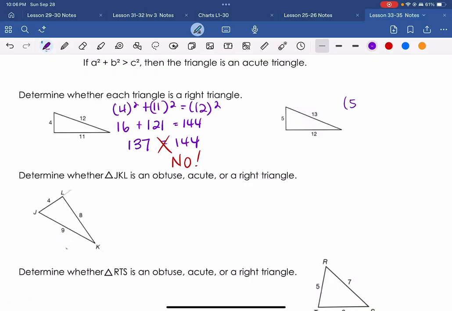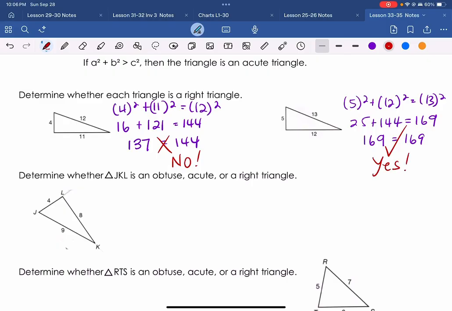All right, so we have 5 squared plus 12 squared equals 13 squared. This is 25, this is 144, and this is 169. Add these together, you get 169 equals 169. Yes, this is a right triangle.